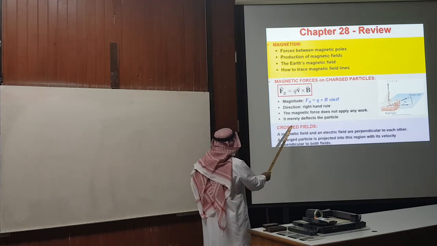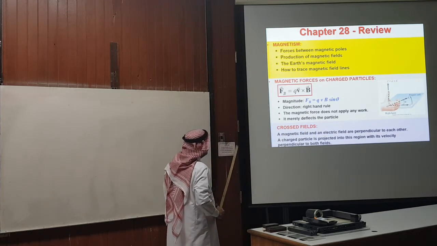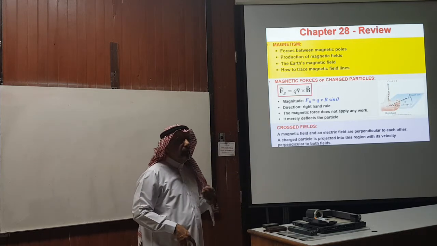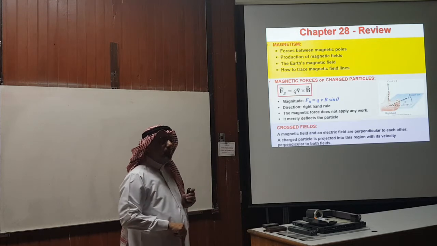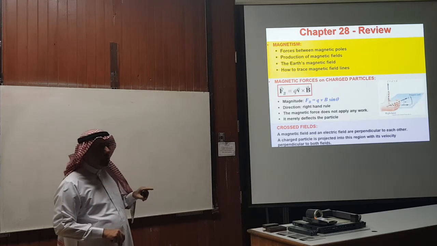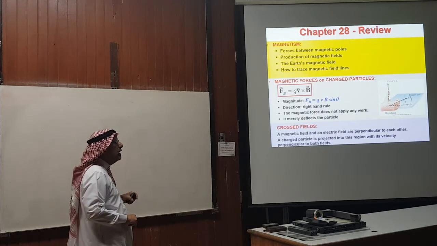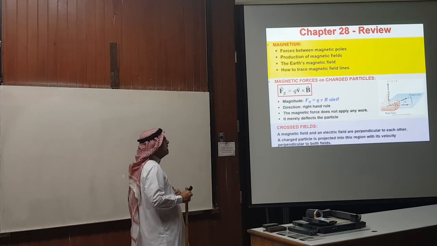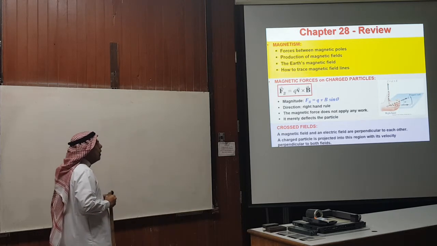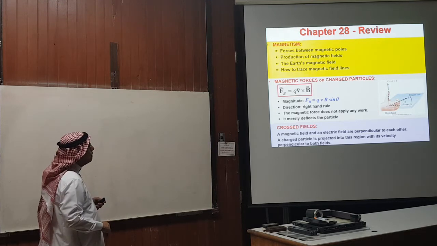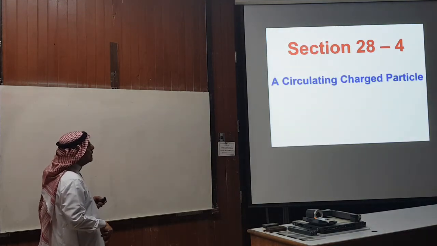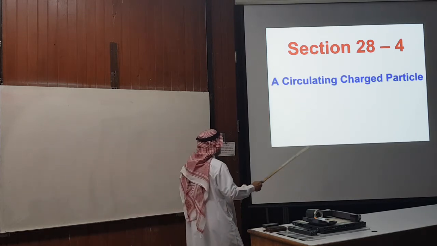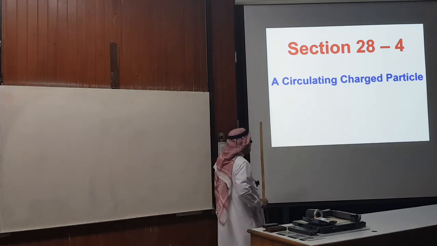the particle. And then we considered the concept of crossed fields, where we have a region of space in which we have electric and magnetic fields that are perpendicular to each other, and we send a charged particle with its velocity perpendicular to both fields, and we examine the subsequent motion of the particle in such a region. Today we start with section 28.4, in which we consider a circulating charged particle.